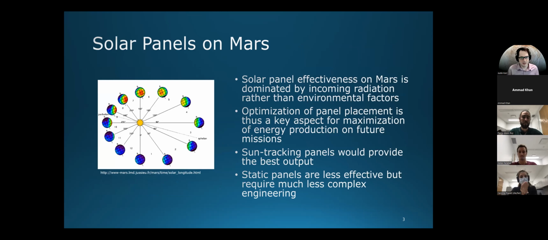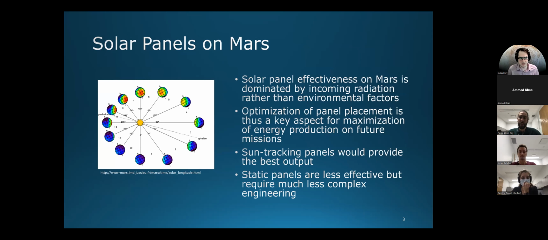So solar panel effectiveness on Mars is dominated by incoming radiation rather than any environmental factors. Although, of course, temperature and humidity can be a concern, there are studies which have shown that it is massively dominated by just the amount of solar radiation reaching your panel. Therefore, optimizing the panel placement is a key aspect for the maximization of energy production on these surface missions.